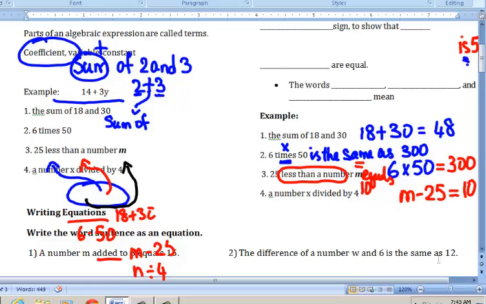And the last one, let's take a look. A number x divided by 4 equals 6. So number x is divided by 4 and that equals 6. So this is how the equations are written. Let's go ahead and do some examples.